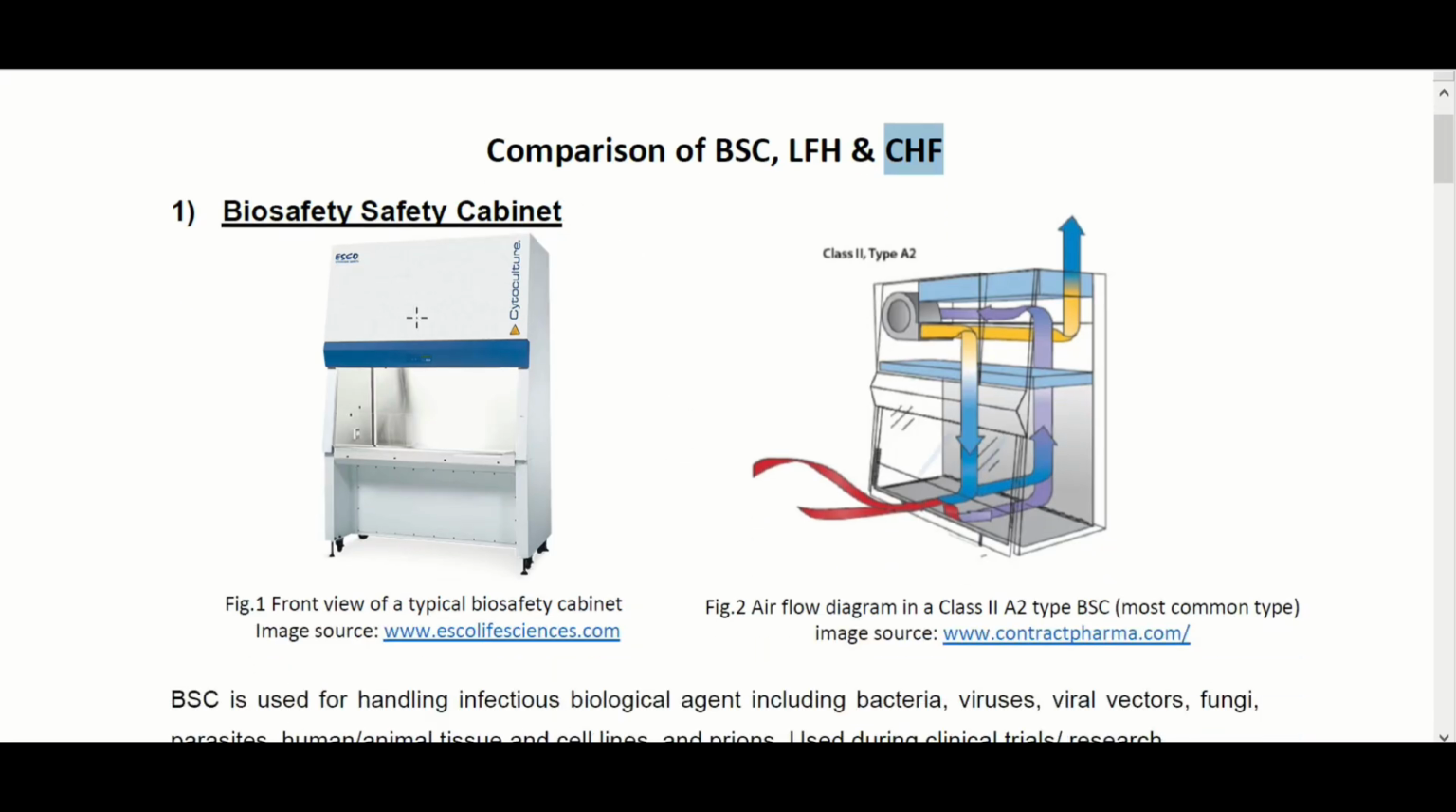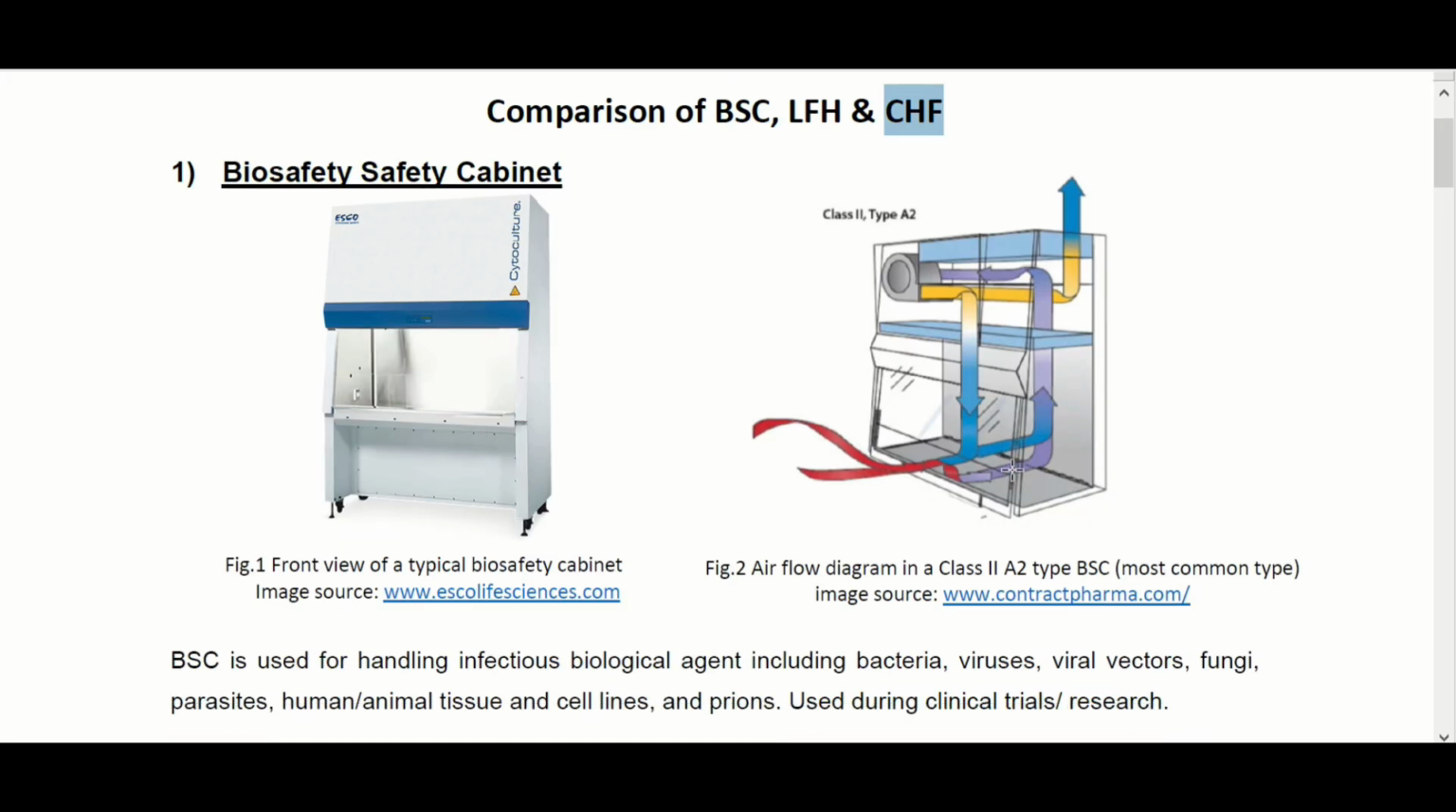So this is the external look of a BSC, and this is the airflow illustration in a BSC. What I want to bring to your attention is that in a typical BSC, this is a class 2 type A2, the air is drawn into the BSC from outside. So some of the air enters the BSC from the ambient environment. The red color indicates the air is not clean, while the blue color means it has been filtered and is considered clean and sterile air.